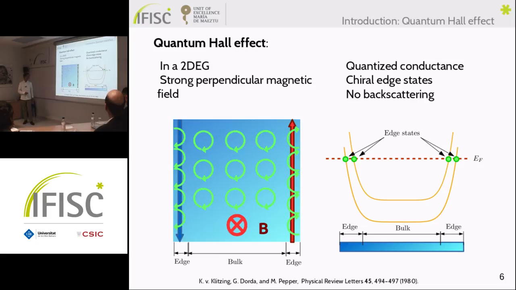Also, very importantly, in this kind of system, because of these skipping orbits, you have no backscattering. And this is the main feature that we're going to use about this quantum Hall effect, the fact that it has chiral edge states with no backscattering.